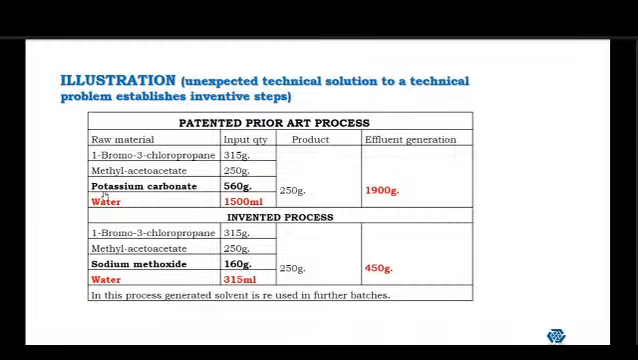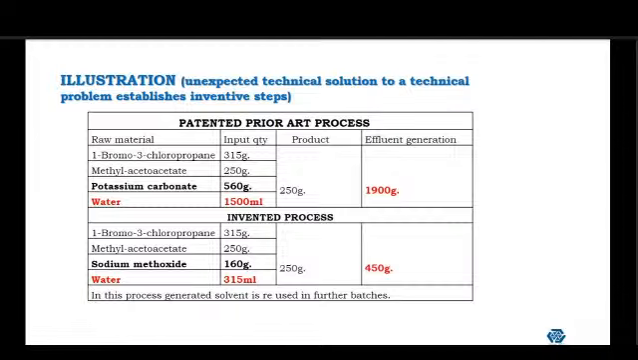Now some company came along with a very good process. Now you'll be surprised to see that they have only replaced potassium carbonate with sodium methoxide. You may see the content of sodium methoxide here, which is very less. So 160 gram sodium methoxide can do the job of what potassium carbonate did with 560 gram. So your raw material reduced, so your costing reduced. Product output is same, but effluent generation is reduced. So 450 grams of effluent generation is there, which is very much less as compared to the prior art processes.